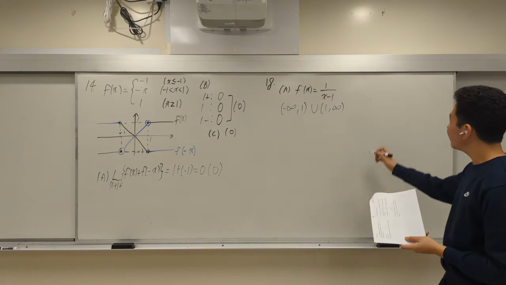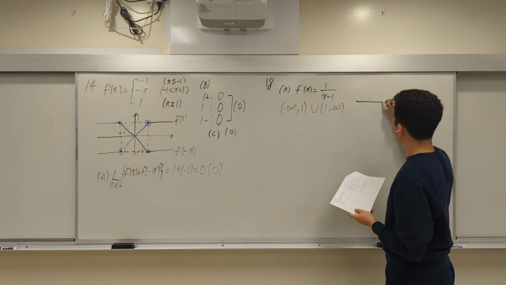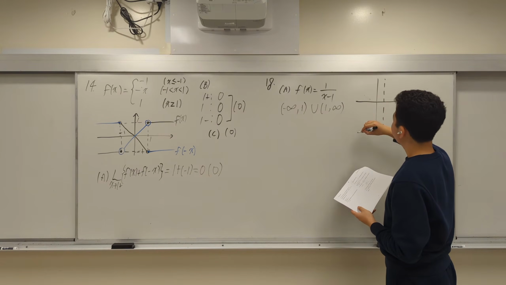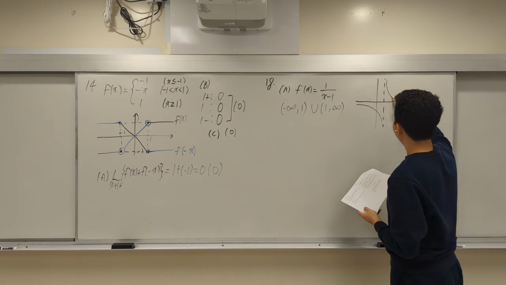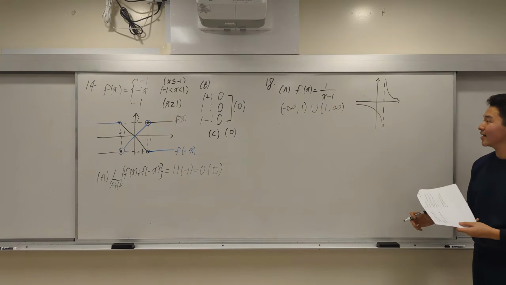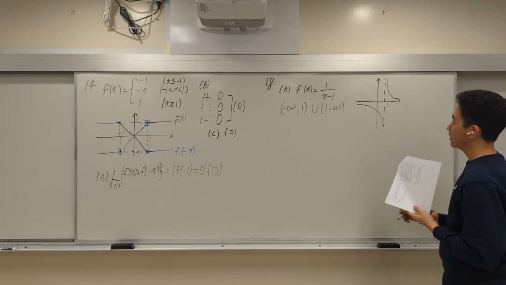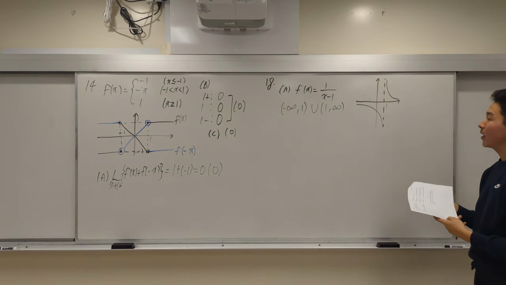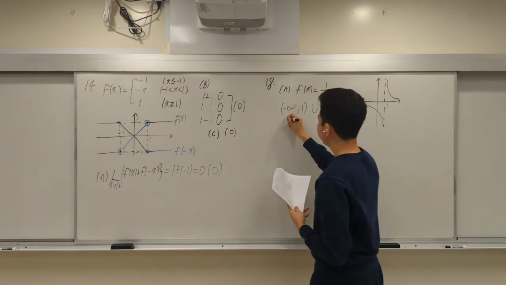Okay, so if you learned how to draw this graph, then you're probably going to draw this one, right? Something like that and that. You can clearly see that there's an asymptote at x equals 1. So it's not continuous at x equals 1, but it's continuous everywhere else, right? So yes, this is true.